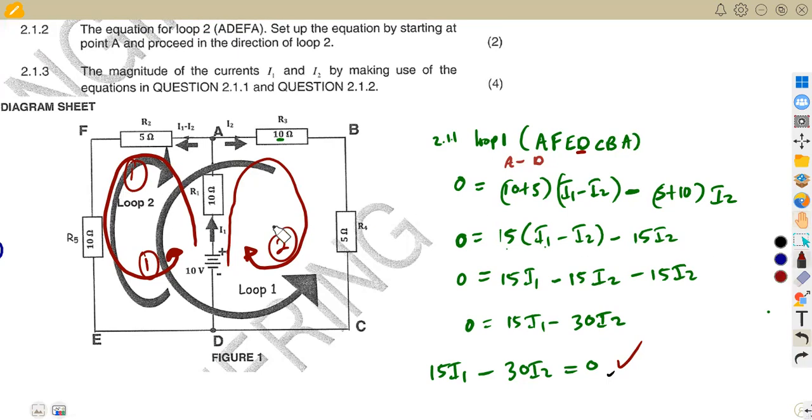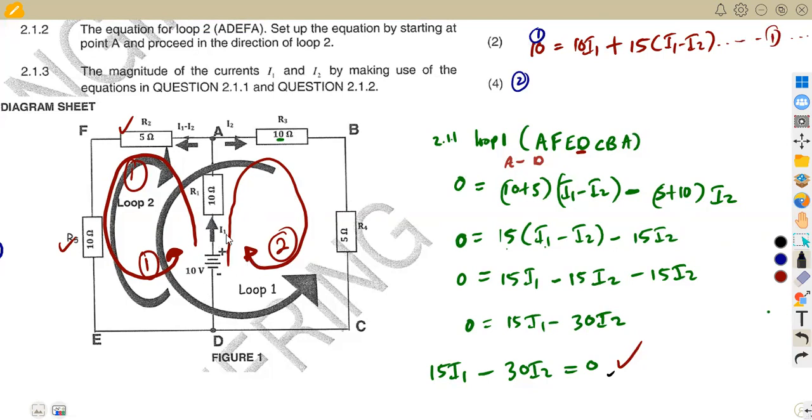Let me just give you a hint about loop 1. We can take this 10 as a positive now. So it will be 10 is equal to 10 times I1. Then you move from A to F to E to D. We add the resistance 5 plus 10, which is 15. We are maintaining the direction of the sign. So it will be positive 15 into current 1 minus current 2. You simplify this into simplest form. So this is from your loop 1. I'm just giving you a hint, guys. You go and simplify it further.